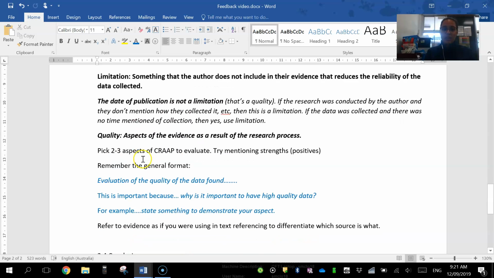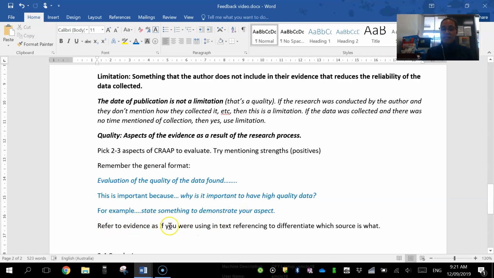Now with the quality, that's the aspects of the evidence as a result of the research process. So pick 2 or 3 aspects. Don't try and do all of it, and try mentioning the strengths or the positives, because we want to suggest that our data is of high quality, our evidence collected, so your research process, is done to a high standard, so positives. So the general format should generally be evaluate the quality of the data. This is important because, why is it important to have high quality data? For example, and then something from your aspect.